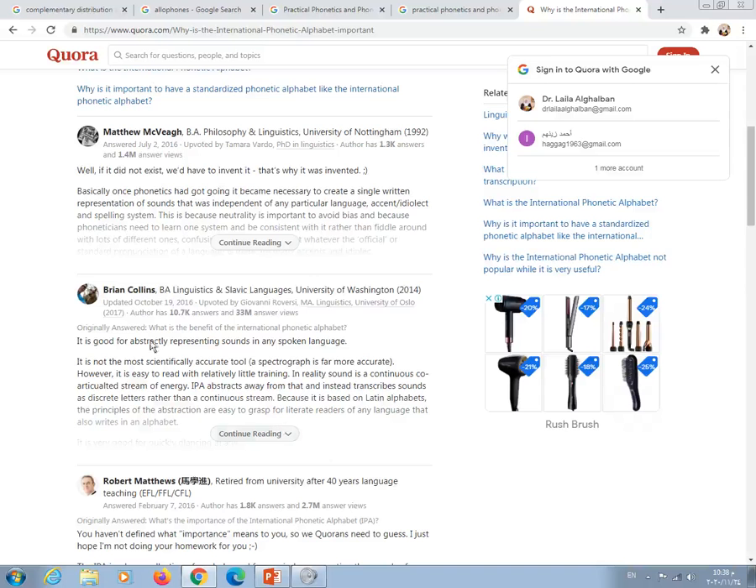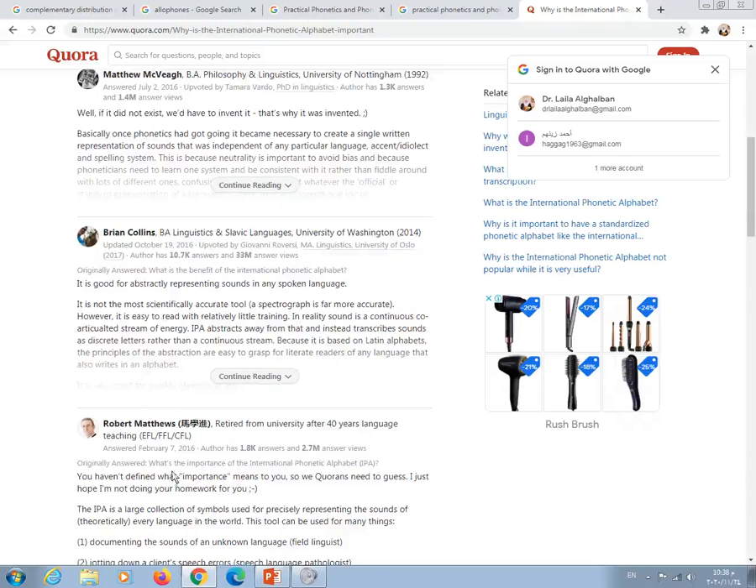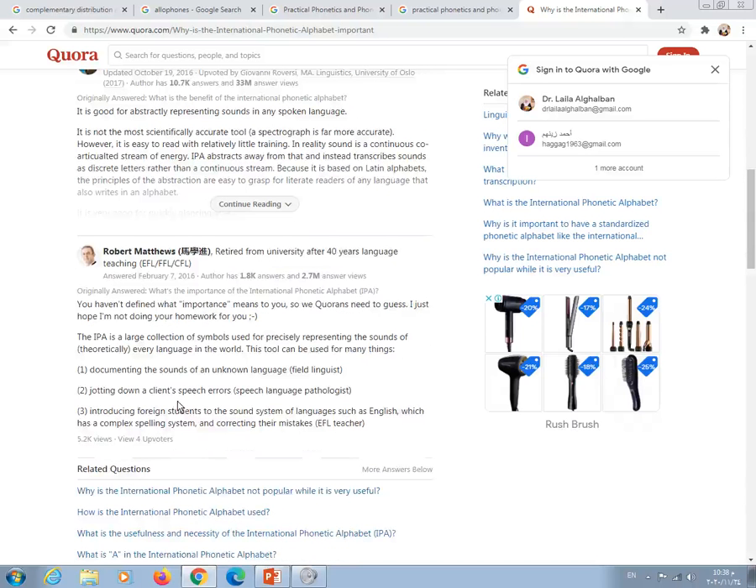Okay, here we have a number of phoneticians who are giving us reasons. I don't think that they are different from what the book has mentioned. But let's look at this. This is a number of reasons given by Robert Matthews, retired from university after 40 years of language teaching, Apple and TEFL and so on. He said that the IPA is a large collection of symbols used for precisely representing the sounds of every language in the world, and the tool can be used for many things.